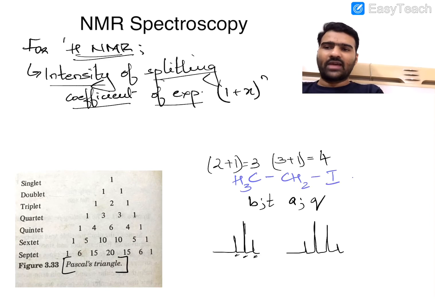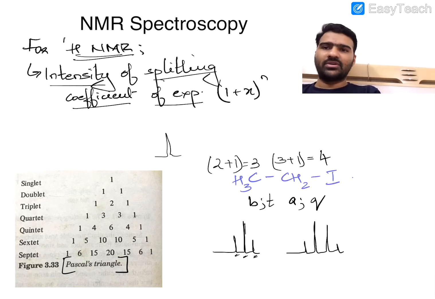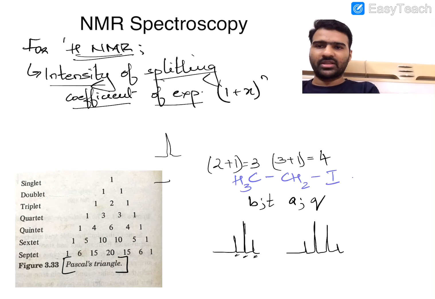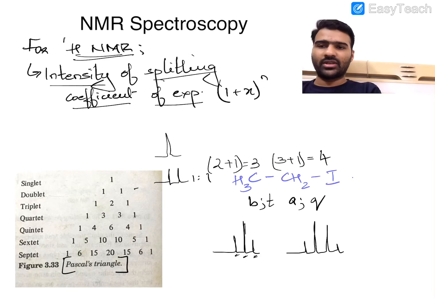So in Pascal's triangle, a singlet, if it is just a single peak, will get split into a doublet provided there is a neighboring proton that is interfering with the magnetic environment of this particular peak. It will be split into a doublet, and the intensity of the doublet will be 1:1 according to the expansion of the binomial as well as from the simplified Pascal's triangle.